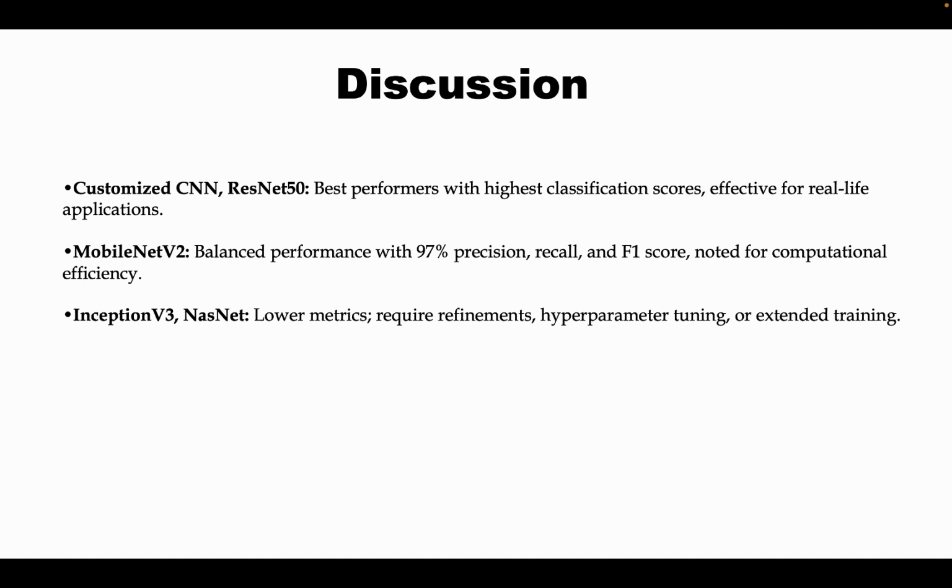MobileNet V2 balanced performance with 97% precision, recall, and F1 score, noted for computational efficiency. Inception V3 and NASNet have lower metrics and require refinements, hyperparameter tuning, or extended training.